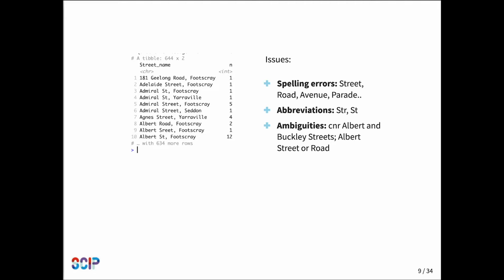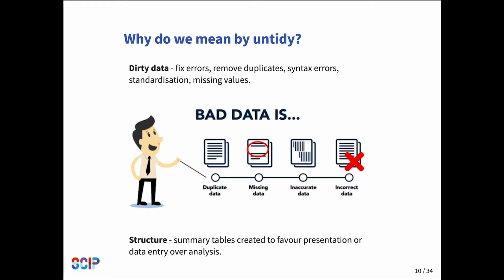Street was spelt quite differently. There were abbreviations to streets, roads, that kind of thing. And then a little bit more detail, just general ambiguities. So the original document, rather than specifying a particular street, might have said something like the corner of Albert and Buckley Streets, or even not distinguishing between whether it was a street or a road. So there was a lot of pre-processing that needed to be done on this file before it could actually finally end up in some sort of mapping application.